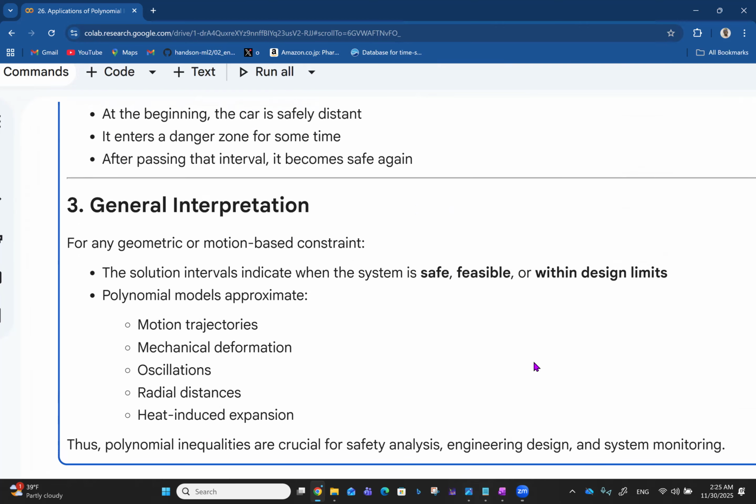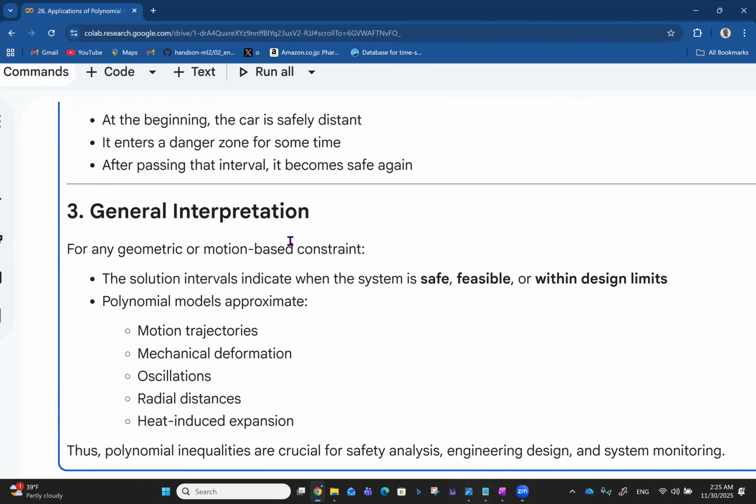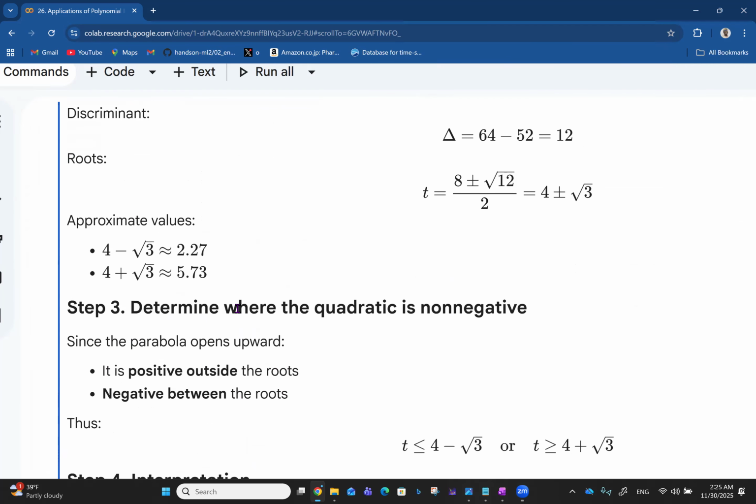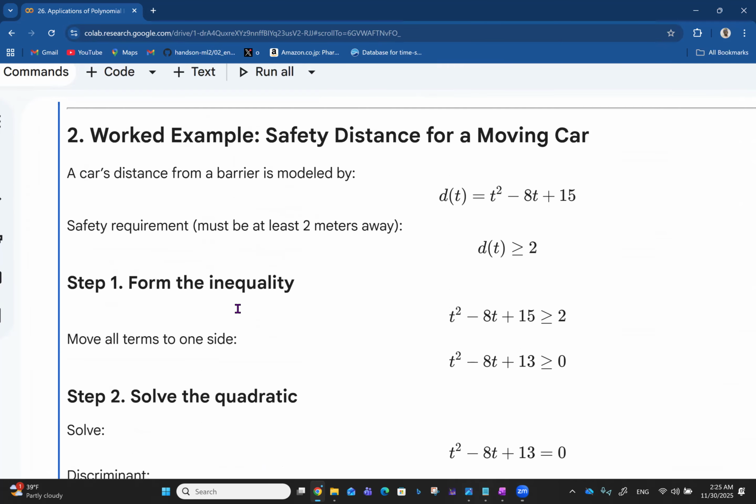So the general interpretation in this case is that for any geometric or motion-based constraints, the solution intervals indicate when the system is safe, feasible, or within design limits. Okay. Then you have polynomial. Well, we can even do this plotting here to understand what is really happening.